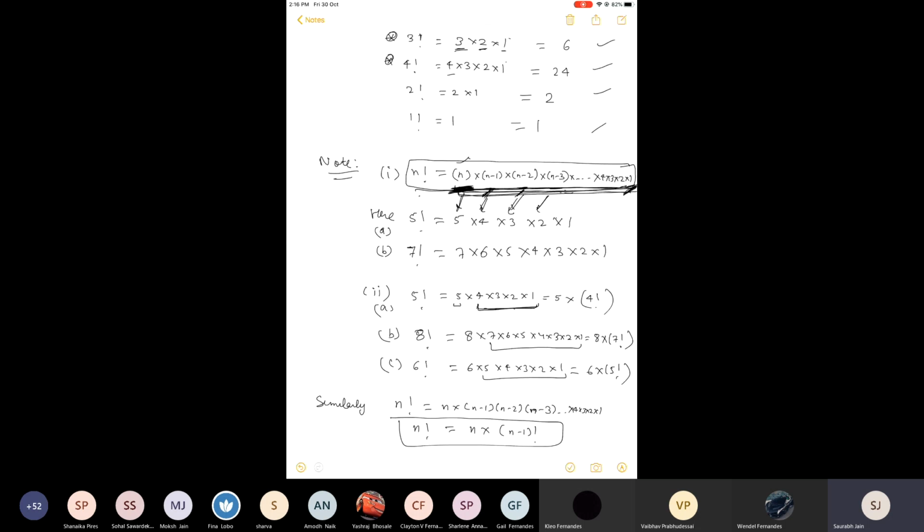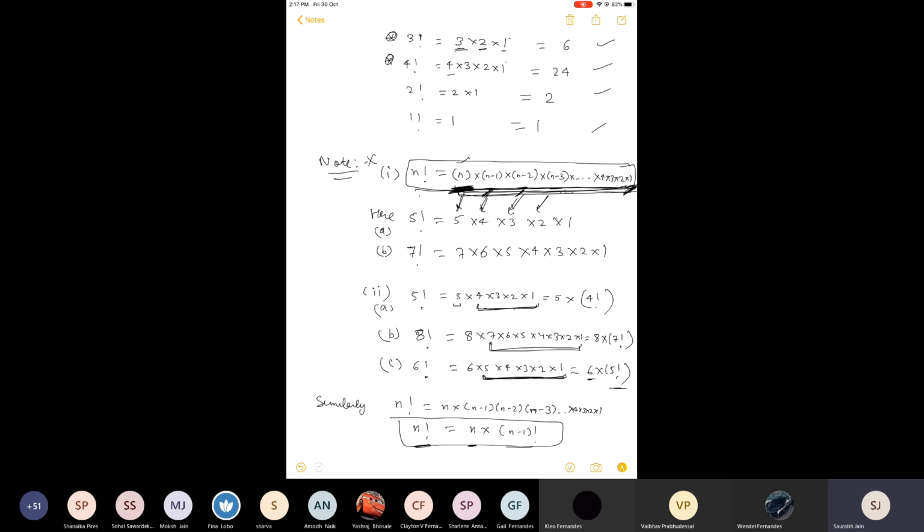Observe the pattern. 5 factorial is 5 into 4 factorial. 8 factorial is 8 into 7 factorial. 6 factorial is 6 into 5 factorial. n factorial is n into n minus 1 factorial. Because when you write the number, it comes in multiplication with the factorial of a number which is smaller by 1. Like 6 factorial was there, I am getting 5 factorial. 8 factorial was there, I am getting 7 factorial. n factorial is there, I will write n minus 1 factorial. Because one number is already multiplied, and that is 8 in the first case, 6 in the second case, and n in this case. So this is just a formula.